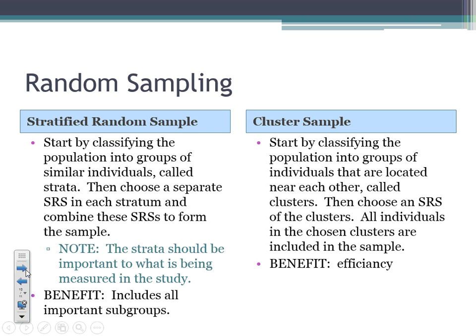The next type is what we call a cluster sample. This is where we start by, again, dividing the population into groups, but this time those groups are simply created based on location. They're not composed of similar individuals, just location. Then we choose a simple random sample of the clusters, and all the individuals in each of those clusters are a part of our sample.